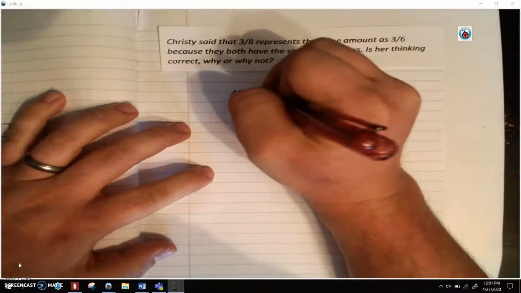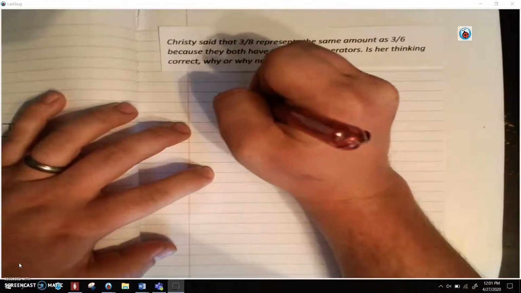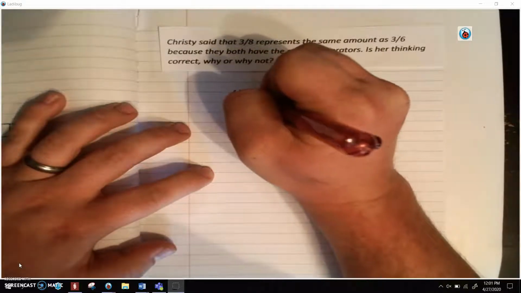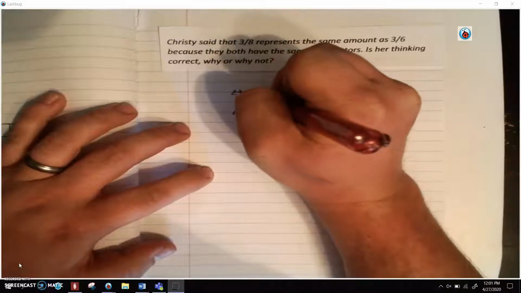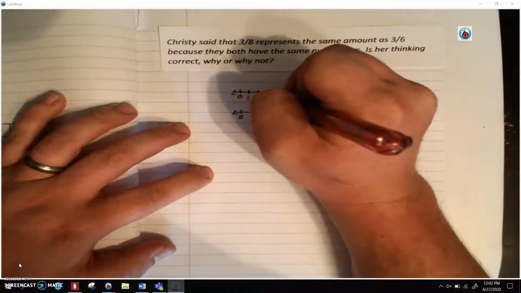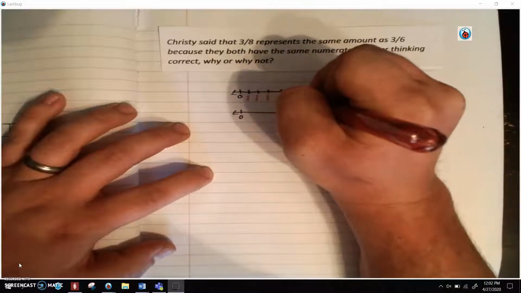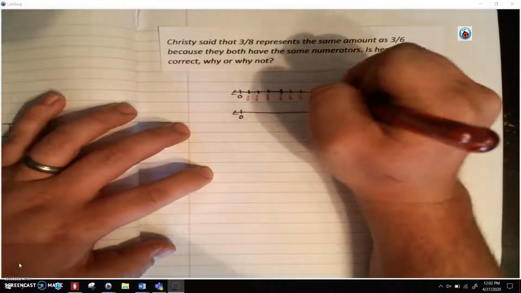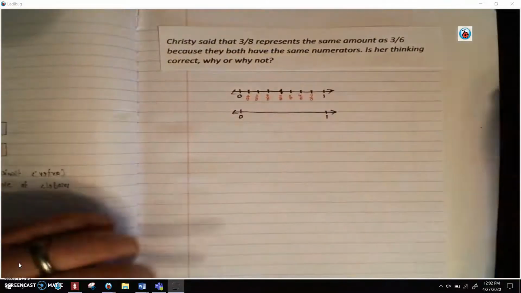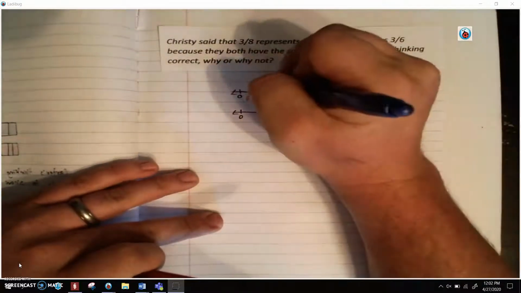I'm going to go ahead and label all these. So 1/8, 2/8, 3/8, 4/8, 5/8, 6/8, 7/8, and then 8/8 would be 1. So the first number, 3/8, would be right here.